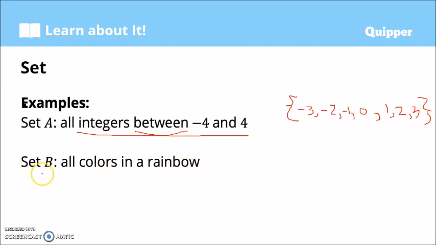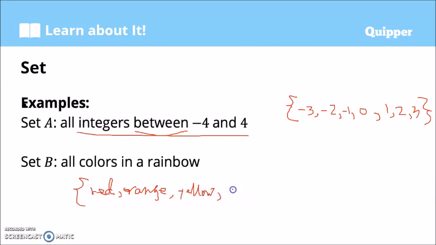What about set B? Set B is the set of all colors in a rainbow. So, what are the elements of this set? Ano bang mga colors ng rainbow? We have the red. Okay? Red, Roy, orange. Roy G. Biv kasi yun, di ba? Okay, orange. We have yellow.